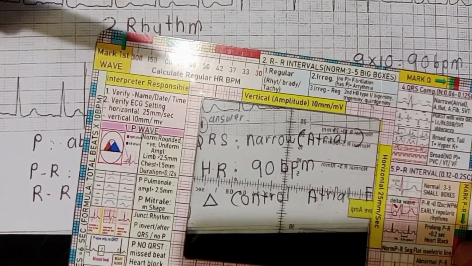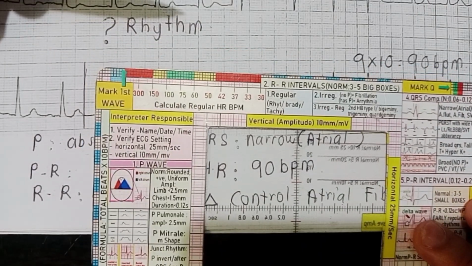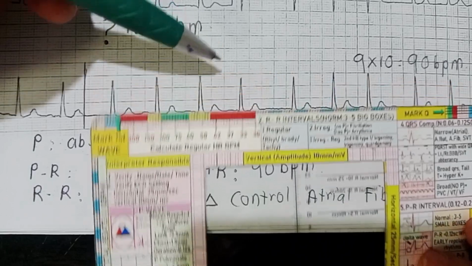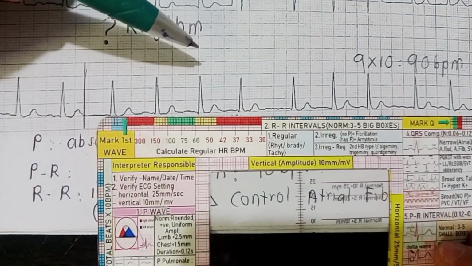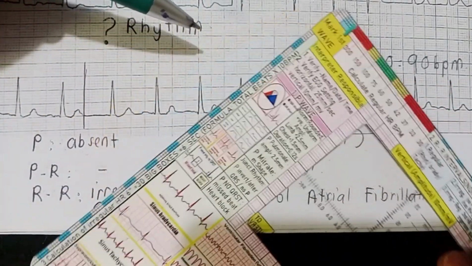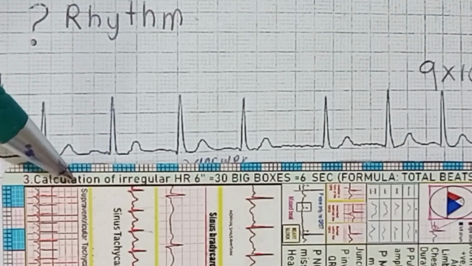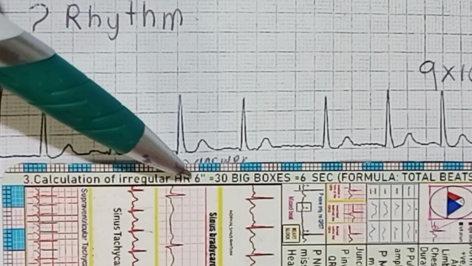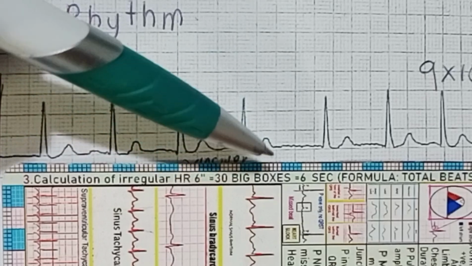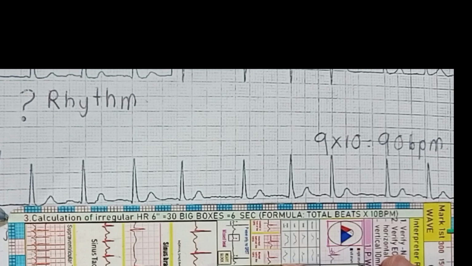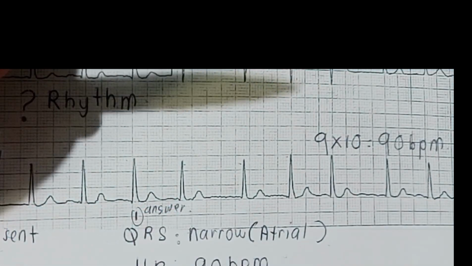In Key ECG Wendy scale, there are two ways to calculate the heart rate. First, calculate regular heart rhythm, but this is not a regular rhythm. So we need to check it by turning the scale to the left side. So there is a calculation of irregular heart rate. 6-inch is 30 big boxes, means 6 seconds. The formula is total beats times 10. The ruler is made 6 inch. The answer is 90 beats per minute.